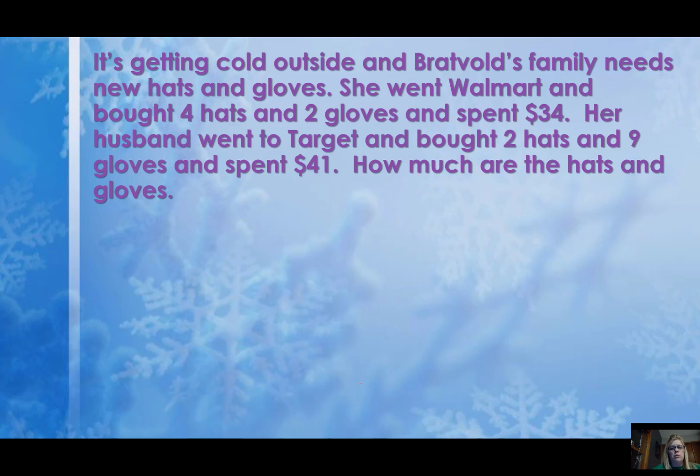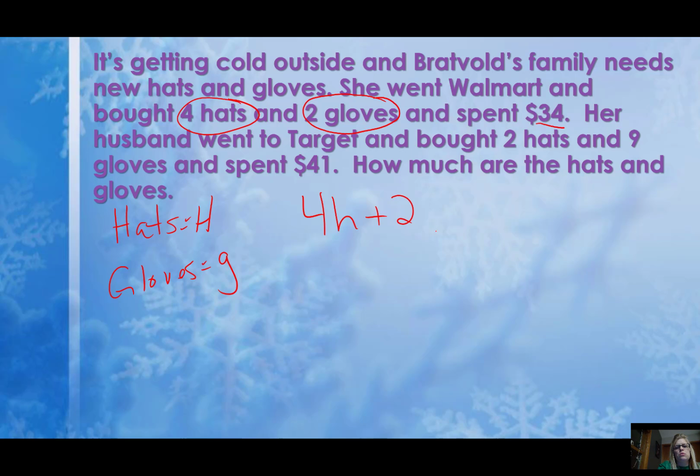Alright, so if I were you, what I would do is reread and then underline what we know. We're given 4 hats and 2 gloves, and that has to equal $34. So how could I represent hats? Maybe I could call hats H and gloves G. Then I could write that first sentence as an equation: 4 hats, 4 times each hat. So 4H plus 2G equals $34.